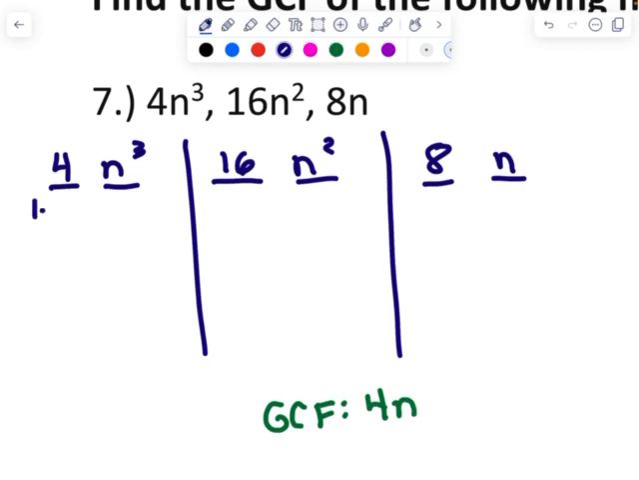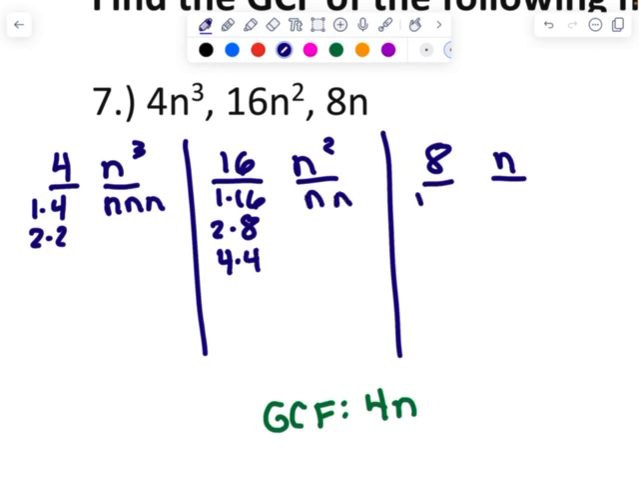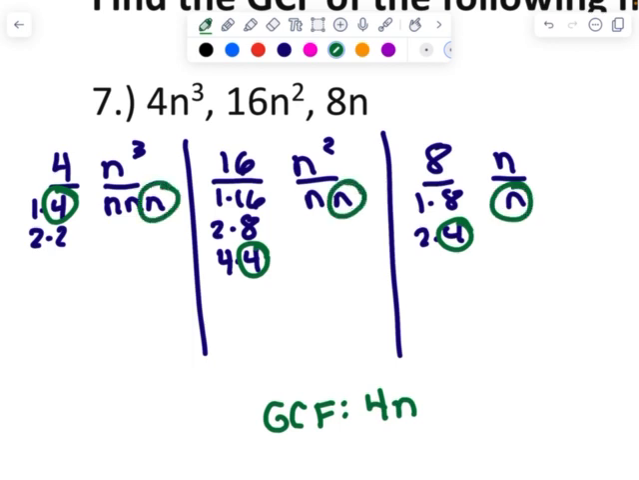And how you got that? 1 times 4, 2 times 2. Then we have n cubed, then 16, we got 1 times 16, 2 times 8, 4 times 4. And then 1 times 8, 2 times 4. And I can circle it. It has to be in all 3. 4s are in all 3. And then we got 1n here. That means I can only take 1 from each of them.